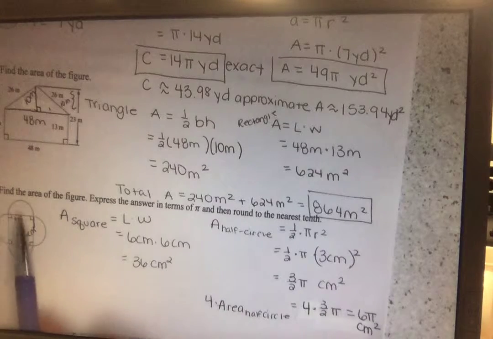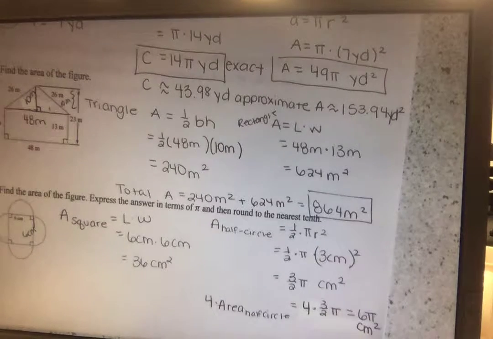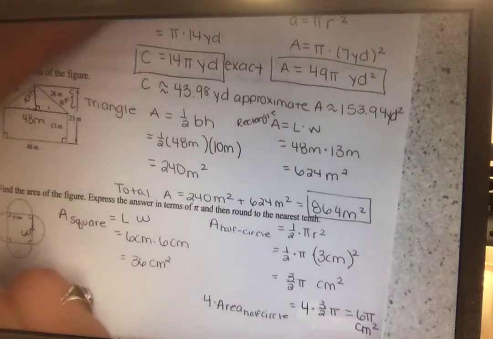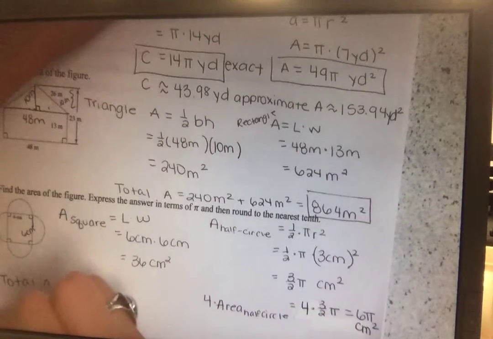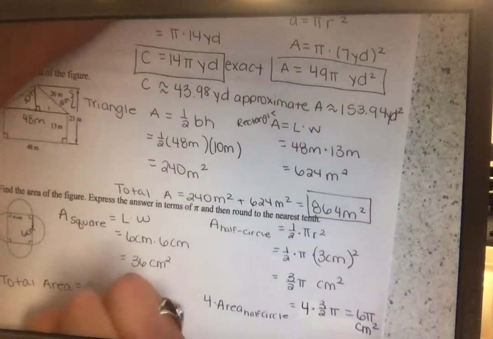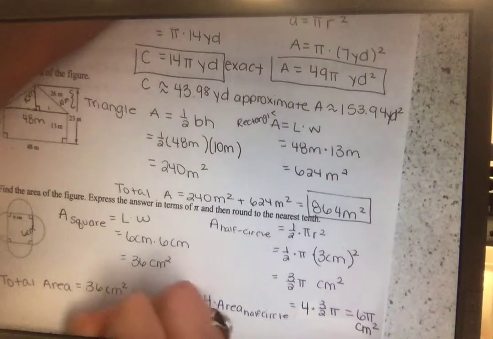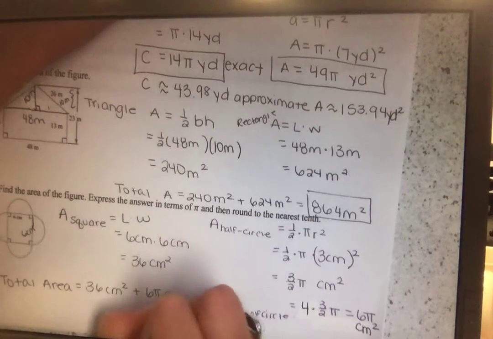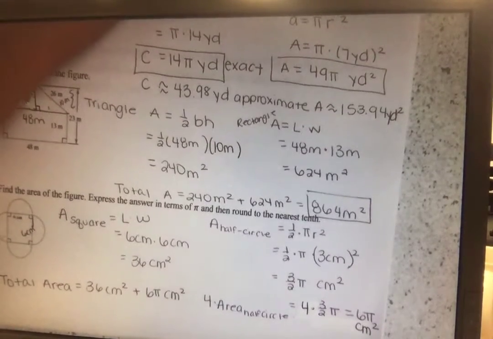So that's the area of all 4 of these half circles plus the area of our square. So our total area is going to be 36 centimeters squared plus 6 pi centimeters squared.